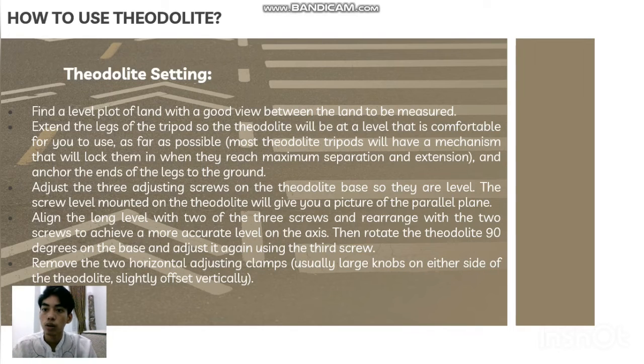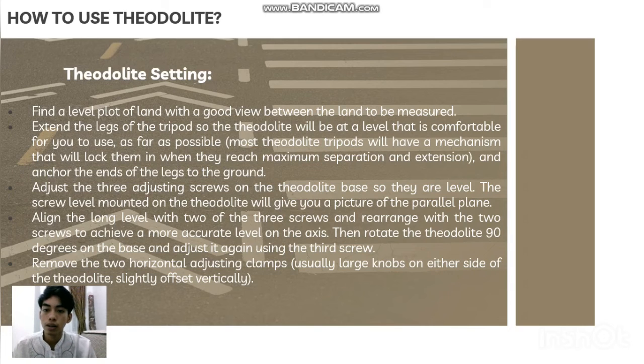Third, how to use a theodolite. First is theodolite setting. 1. Find a level plot of land with a good view of the land to be measured. 2. Extend the legs of the tripod so the theodolite will be at a level that is comfortable for you to use. Most theodolite tripods will have a mechanism that will lock them in when they reach maximum separation and extension. Anchor the ends of the legs to the ground.